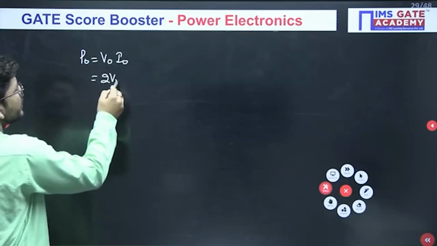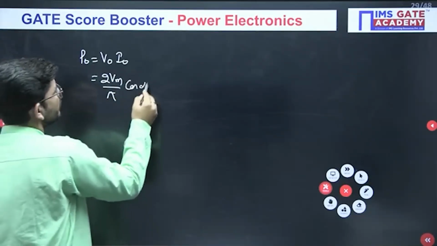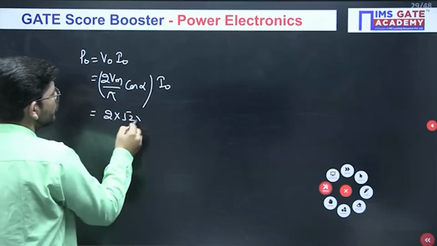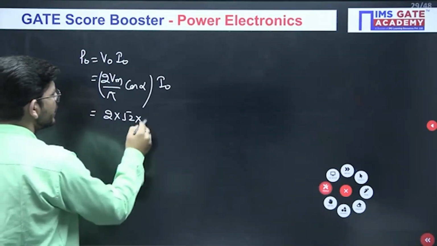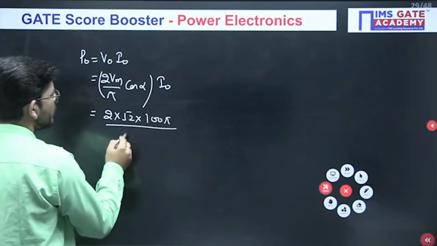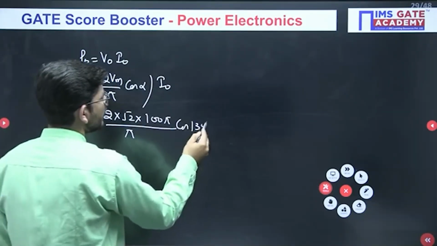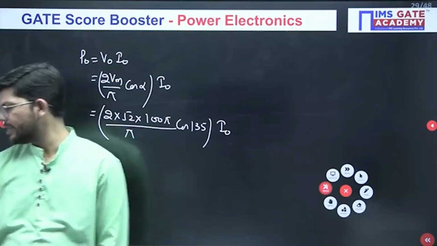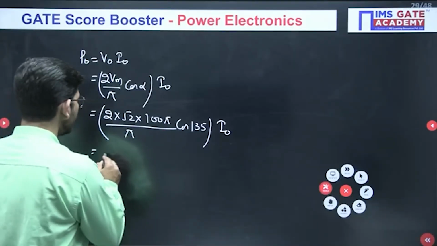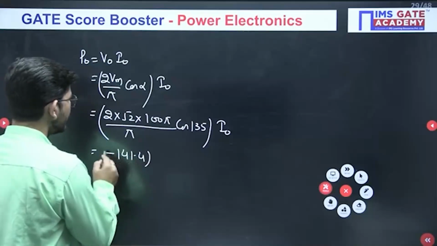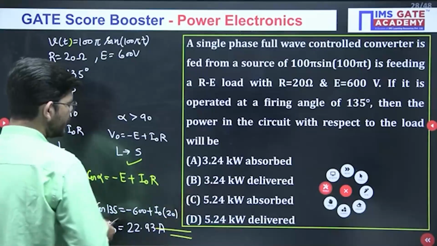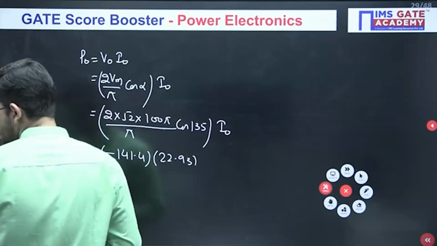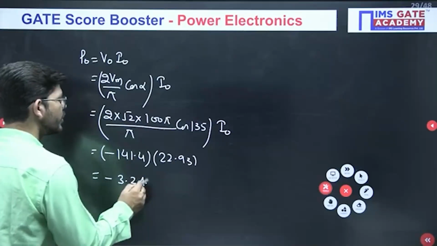Again, V naught will be 2 Vm by pi cos alpha, into I naught. So 2 into Vm, which is root 2 into 230, sorry, 100 pi upon pi, and cos of 135 into I naught. When you solve this, you will get the V naught value to be negative 144.41, and I naught you already calculated as 22.93. So what will you get? You will get power as minus 3.24 kilowatt.